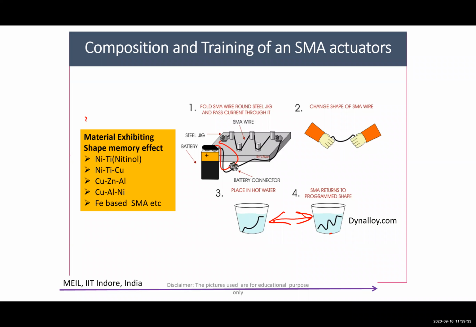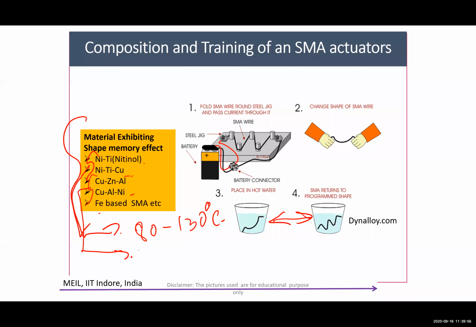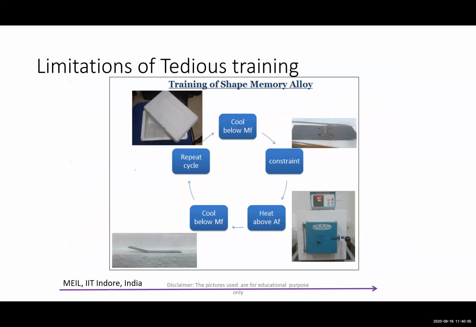So these are some of the materials which exhibit shape memory alloy behavior, like NiTi, NiTiCu, CuAlNi, CuAl, etc. As far as NiTi and NiTiCu are concerned, when you have a heat transformation in the range of 80 to 130 degrees Celsius, we use these NiTi structures. Whenever I need to go for a higher configuration, ranging from 250 to 350 degrees Celsius, then I need to go for Cu and Al combinations, which is considered to be on a slightly higher phase.